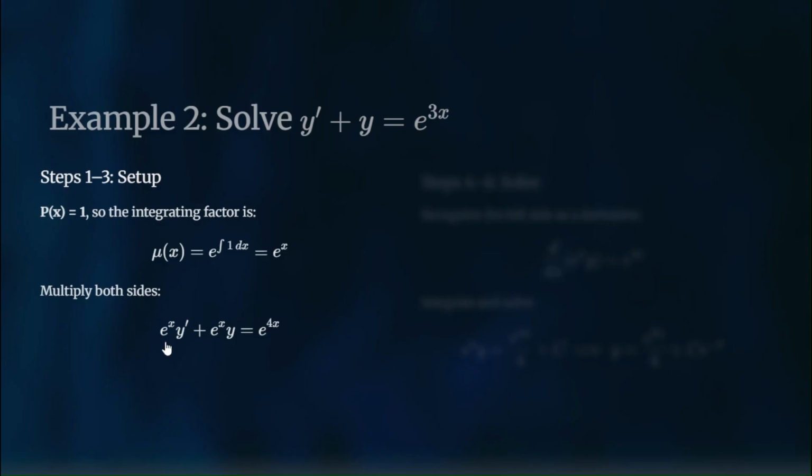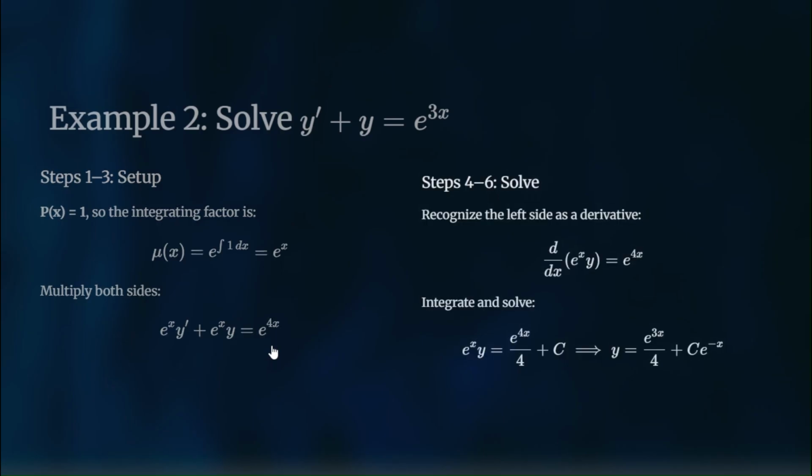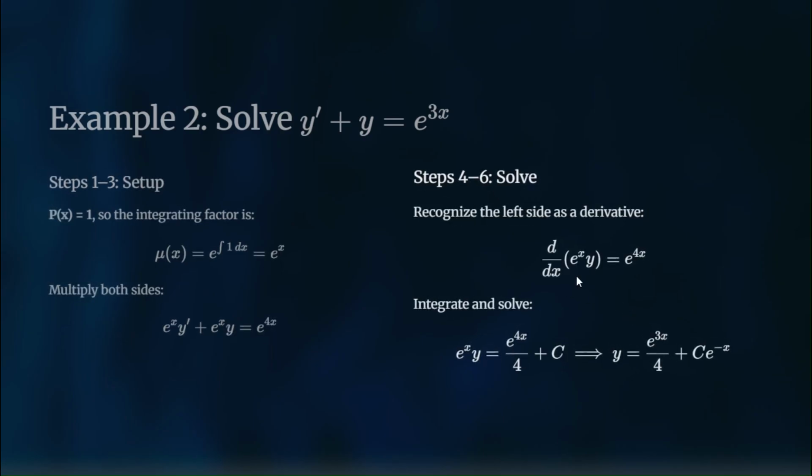So that will be e to the power x times y prime plus e to the power x times y equals e to the power 3x times e to the power x, which will be e to the power 4x. So we can rewrite the left side as d/dx of e to the power x times y, and that would be equal to e to the power 4x.